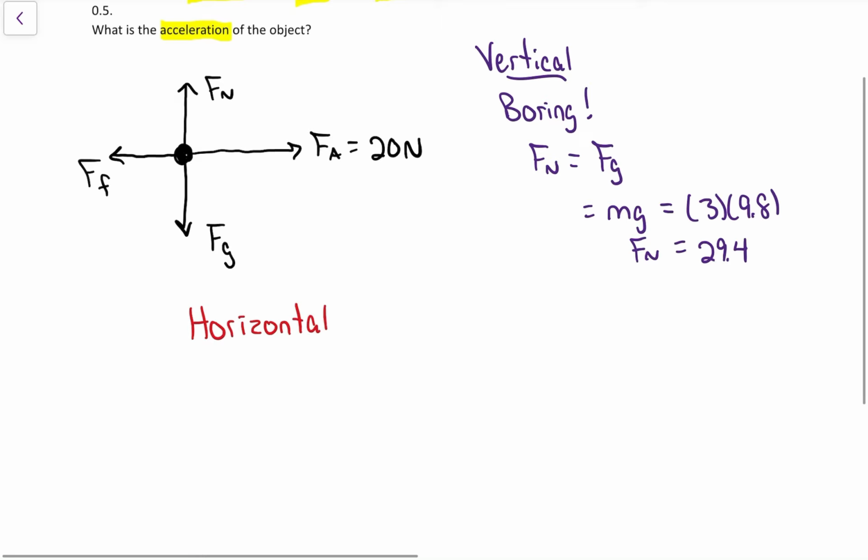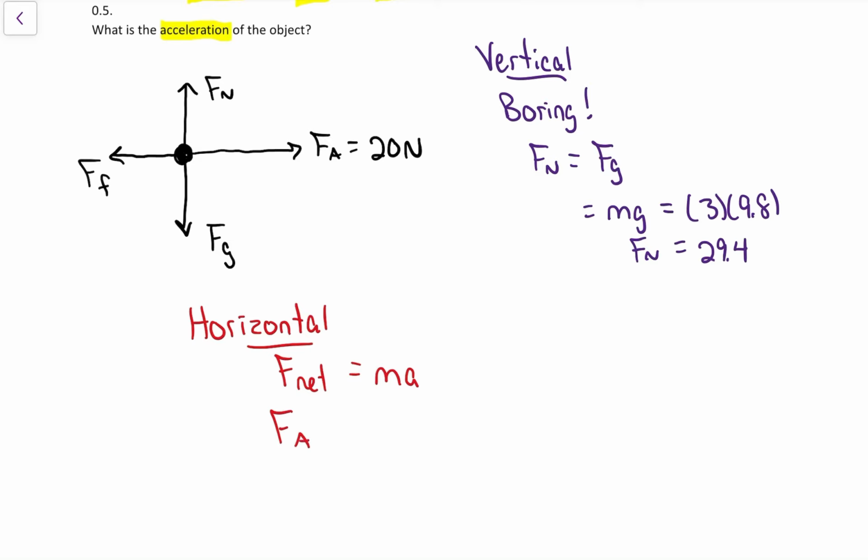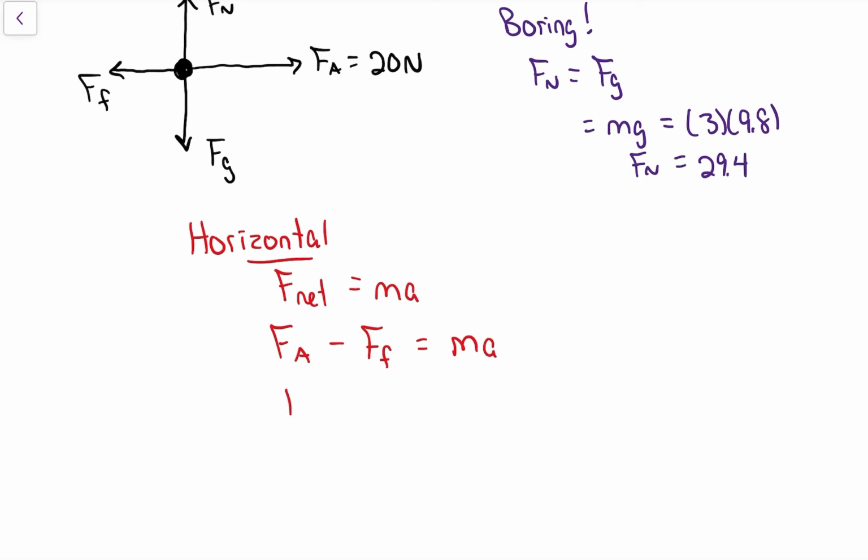In the horizontal component, we've got a tug of war, so I'm going to set up F net equals ma. The force that's winning the tug of war is Fa. The force that's losing the tug of war becomes negative. It's Ff, and that's equal to ma. I'm going to do one more line.